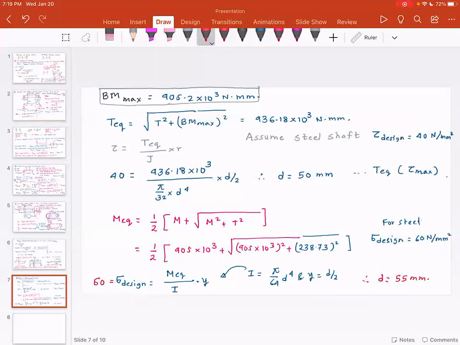Please note, now we have two values: a diameter of 50 and a diameter of 55. Always choose the largest value. So this is going to be our shaft diameter. If you look at the procedure, we had a shaft subjected to bending loads. Then we found the reactions, the maximum bending moment, the equivalent torque and equivalent moment, and then found the diameter. And we used the maximum diameter.